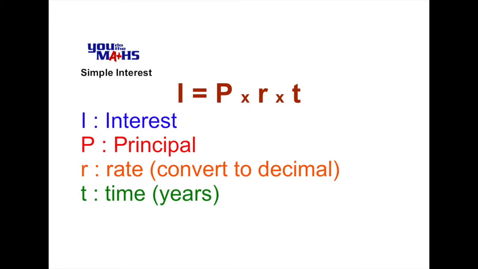I refers to the interest, which is like the penalty money people have to pay for borrowing money, or the bonus they get for investing money. P is the principal, which is the amount of money they invest, or the amount of money that they borrow.